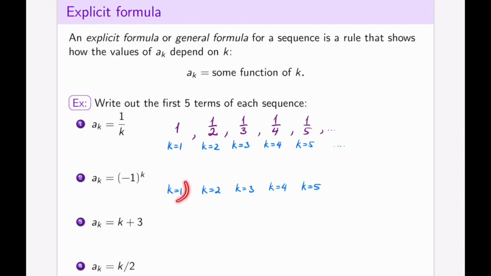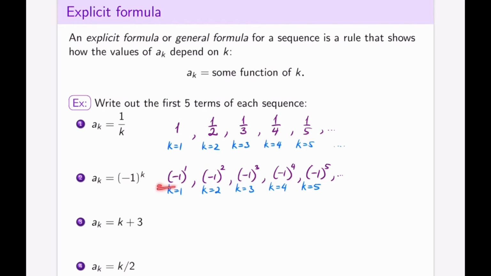For the first term, the index is 1, so I plug in 1 for k. I'm going to get -1 to power 1. For the second term, k is equal to 2. I plug in k equals 2 here. I'm going to get -1 to power 2. -1 to power 3, -1 to power 4, -1 to power 5, and so on.